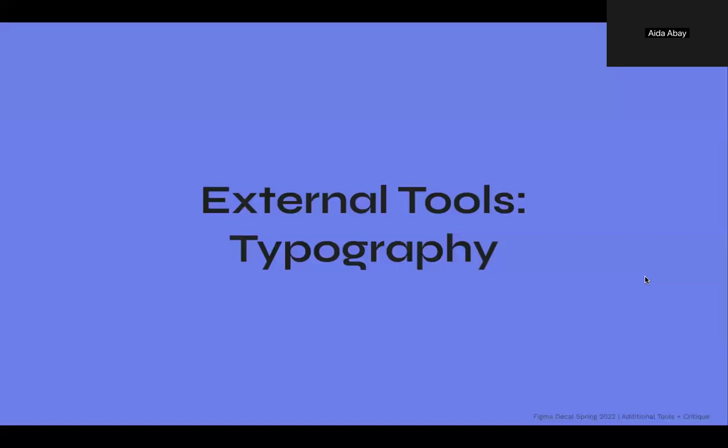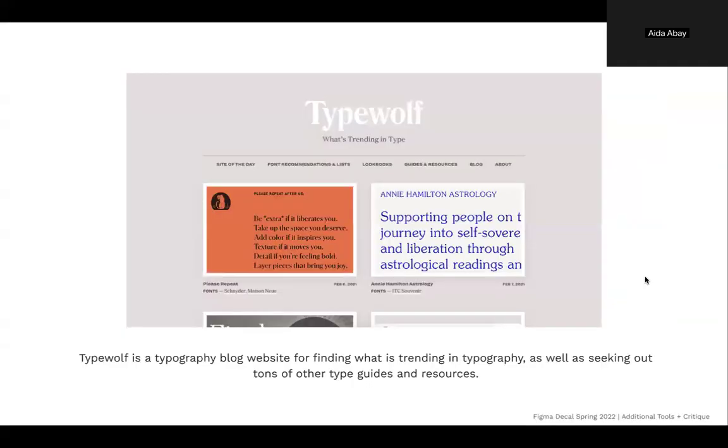And then external tools within typography. This is a way for you guys, when you're working on your designs, if you want to find out a certain vibe for your brand or anything you're working on. Typewolf is a typography blog website for finding what is trending in typography. So you can seek out tons of different type guides and resources for yourself. This is just one that we found works really well.